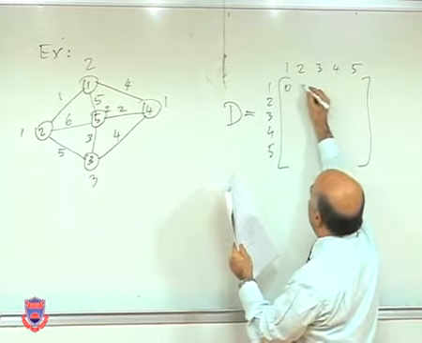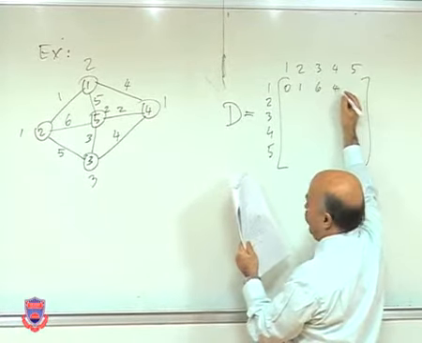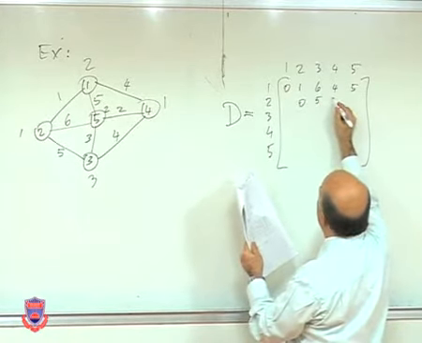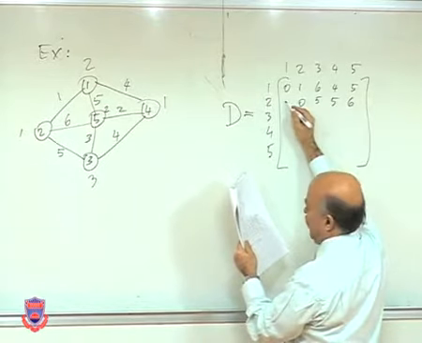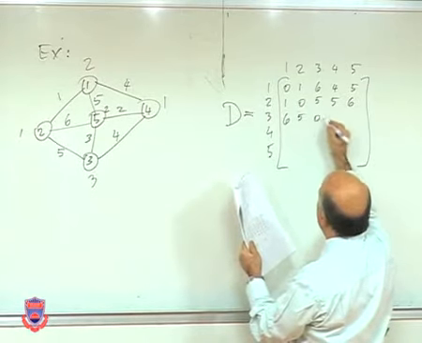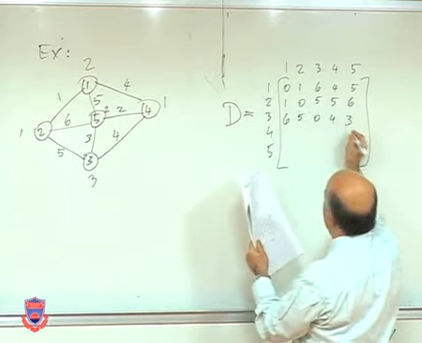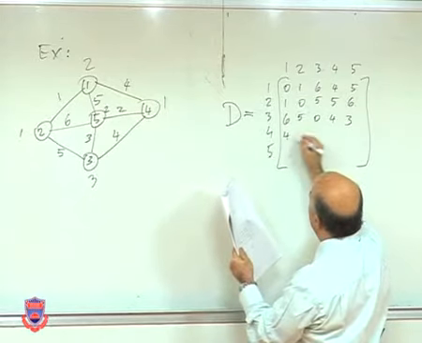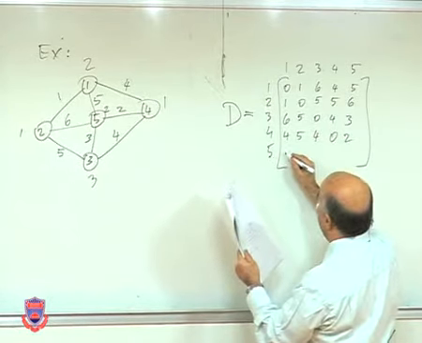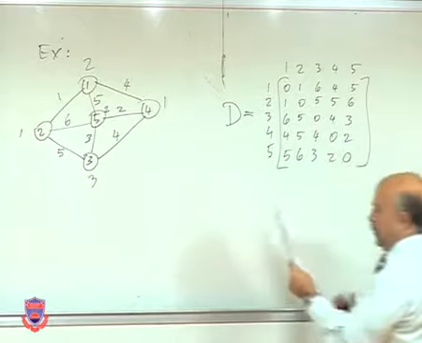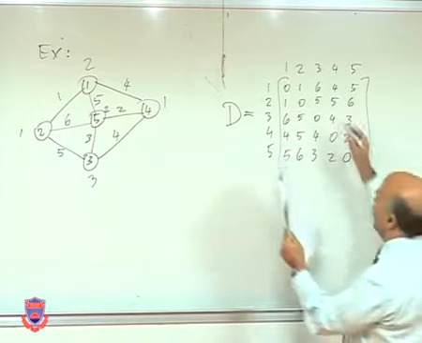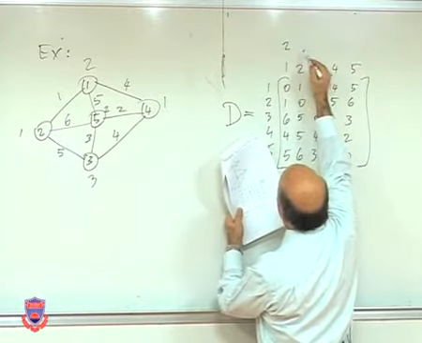And it happens to be 0, 1, 6, 4, 5, 0, 5, 5, 6. Well, actually, let me put down the lower half also. 6, 5, 0, 4, 3, 4, 5, 4, 0, 2, and 5, 6, 3, 2, 0. That's my distance matrix. Then I put down my weights on top of the columns.